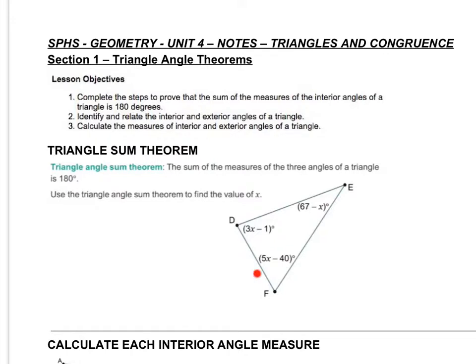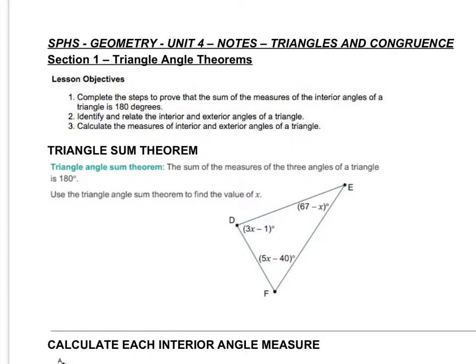So in every triangle, there are some relationships that happen, okay? For our objectives today, we want to be able to prove that the sum of the angle measures in a triangle is 180 degrees. We'll do that at some other time, not on the video, but we'll do that in class. We also want to identify and relate the interior and exterior angles of a triangle, and calculate their measures.